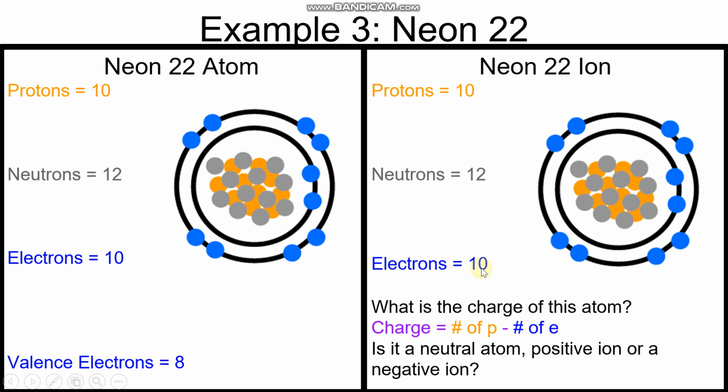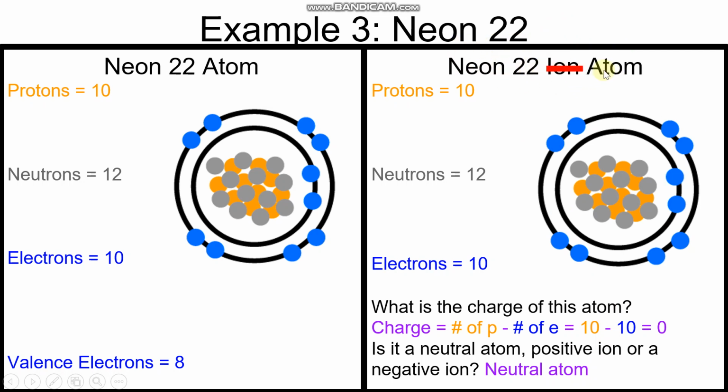We can calculate our charge again. That's number of protons, 10. Number of electrons, 10. 10 minus 10 is going to get us to a charge of 0. So in this case, what we're looking at is a neutral atom. And then, because it's a neutral atom, what we really need to do is change our labeling up here. This is not a neon-22 ion. This is a neon-22 atom. And again, the reason for that is because it doesn't have a charge. Its charge is 0. That makes it neutral.